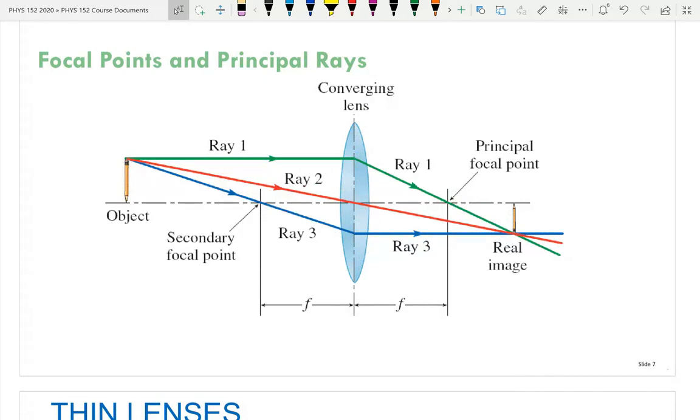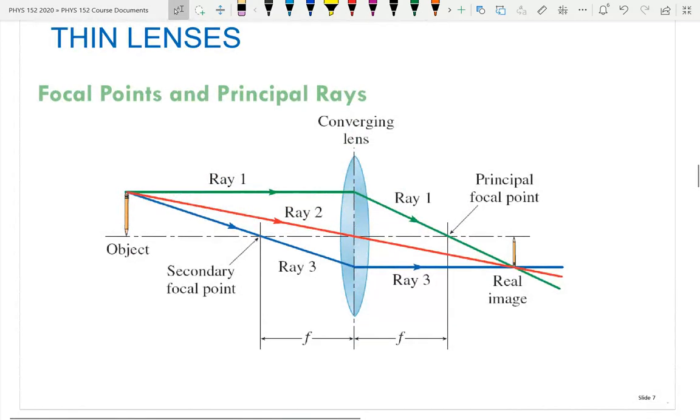And so you can look and see the parallel ray came in parallel, went through the principal focal point. The focal ray went from the tip of the object through the secondary focal point, continued, and came out parallel. And the vertex ray just went straight through the vertex and kept going.